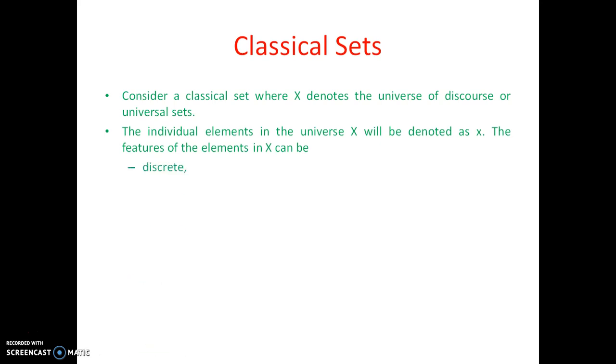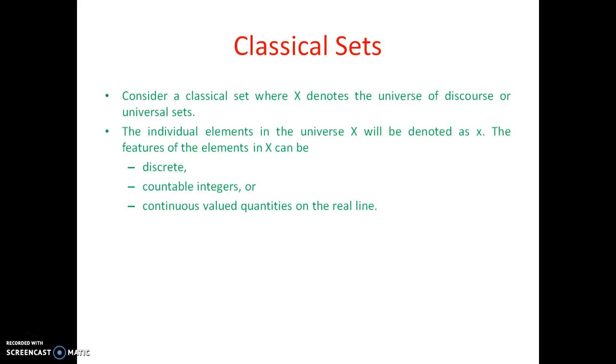Then what are the features of the elements in capital X, and which elements can we take as elements for the classical sets? The elements may be discrete elements, countable integers 1, 2, 3, 4, 5 like that, or continuous valued quantities in real life. That means it may be negative, positive and 0, or some real line from 0 to infinity.